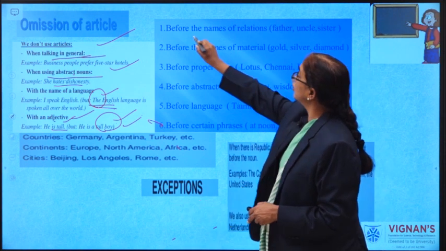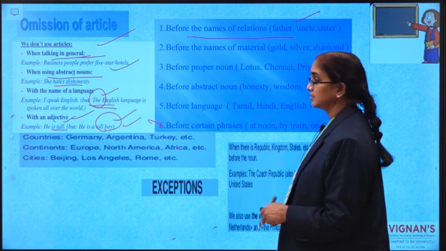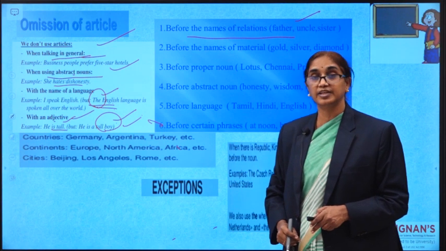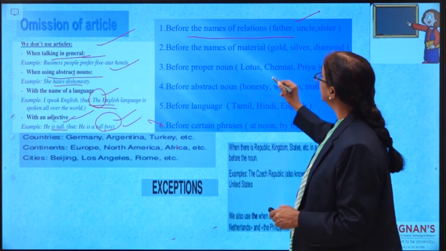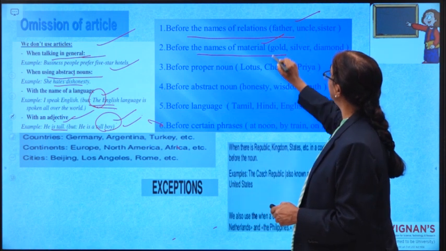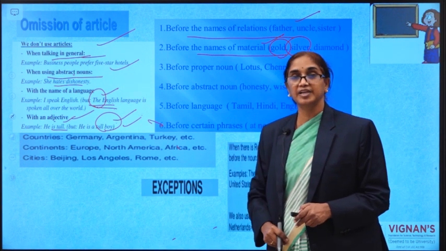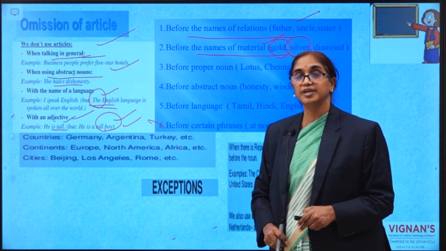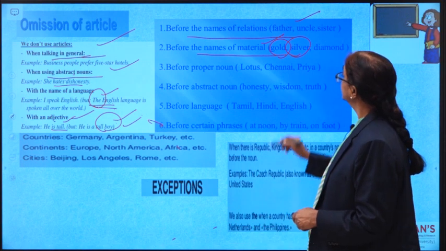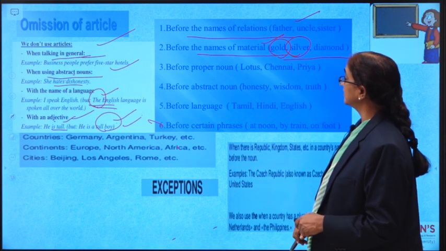So as I said, we will also not use an article before the names of relations. You will say "he is my father," but you won't say "he is a father" or "he is an uncle" in the general sense. Likewise, we don't use any articles before names of material like gold or silver. You just say "this glass is made of gold" or "this glass is made of silver," but you don't say "a silver" or "the gold." So you don't use articles before material nouns.